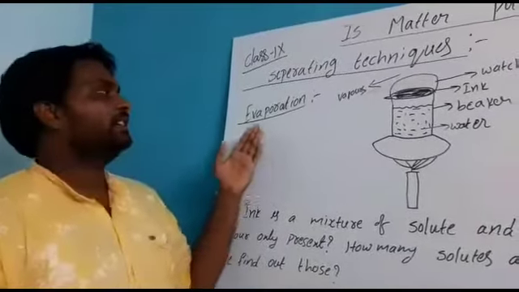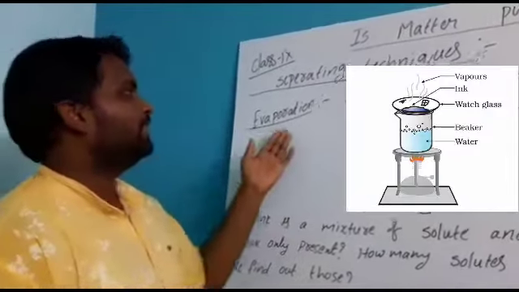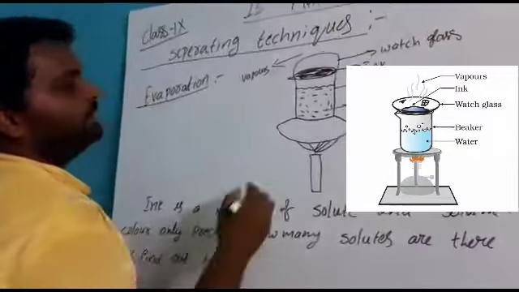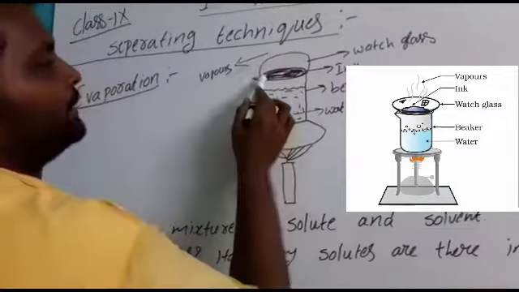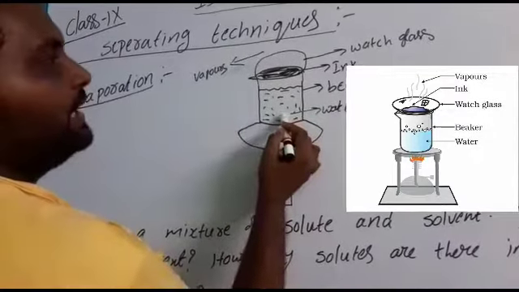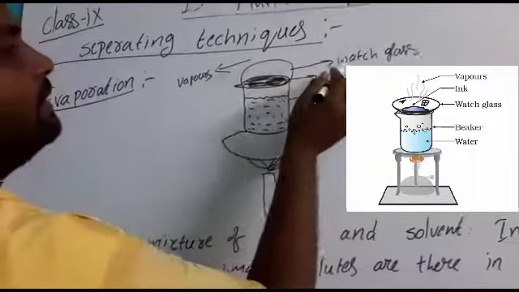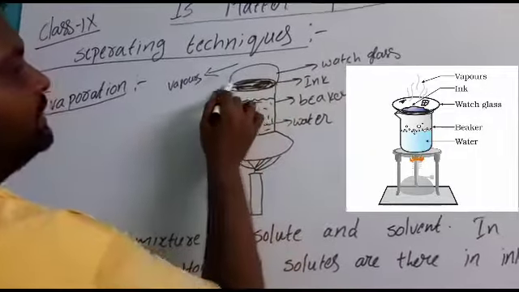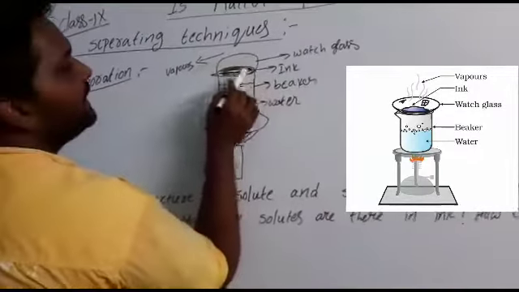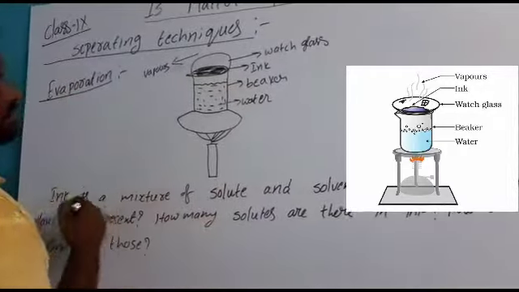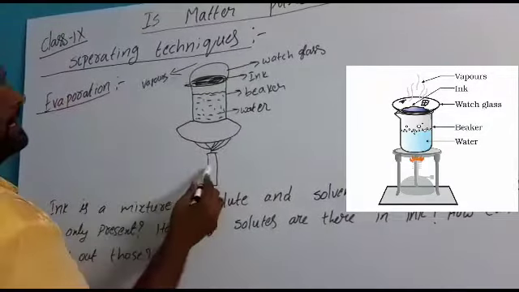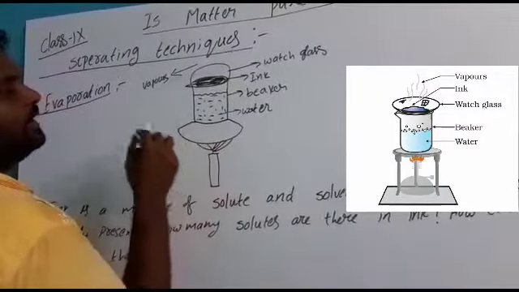Another technique is evaporation. To understand evaporation, you should do one experiment. Here you take one stand. On this stand you keep one glass beaker. In this glass beaker you add some quantity of water. Take one watch glass and keep it on the beaker. In this watch glass you take some quantity of ink. Now we will heat this beaker.